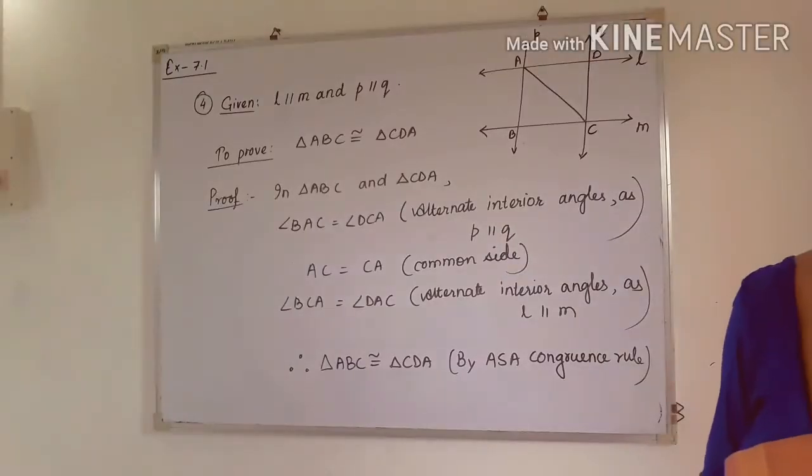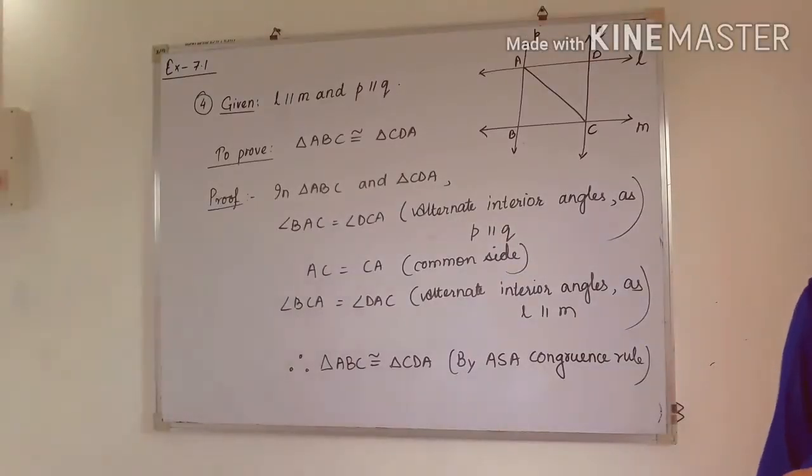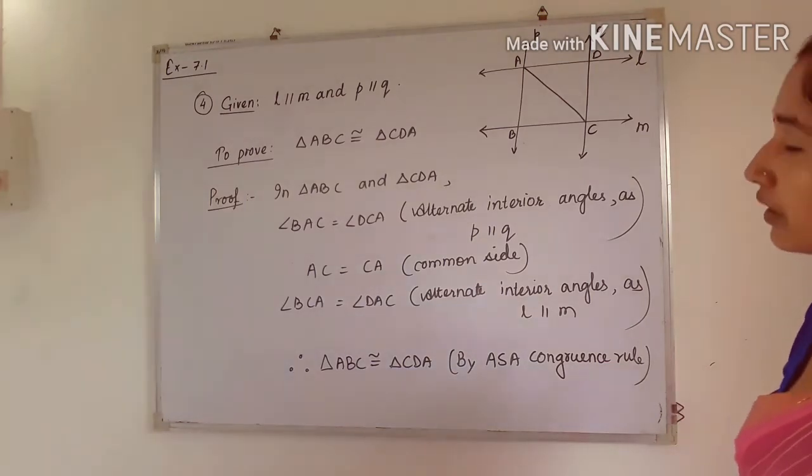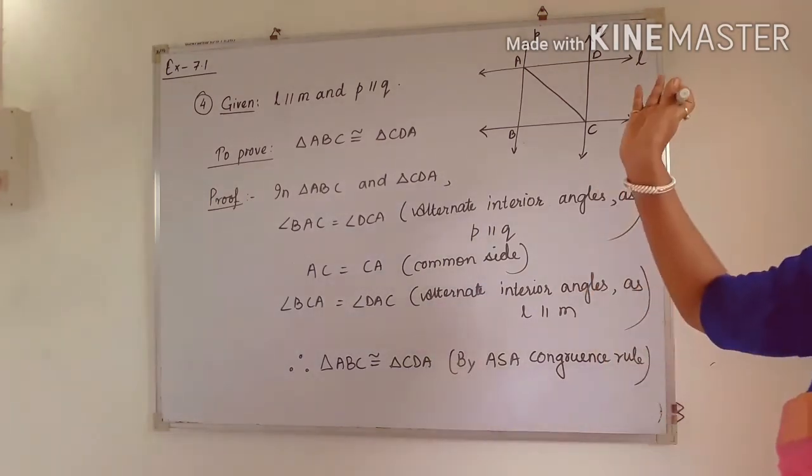Here the given conditions are that L and M are parallel lines and PQ are parallel lines and they are intersecting each other. So like this, the diagram is given.